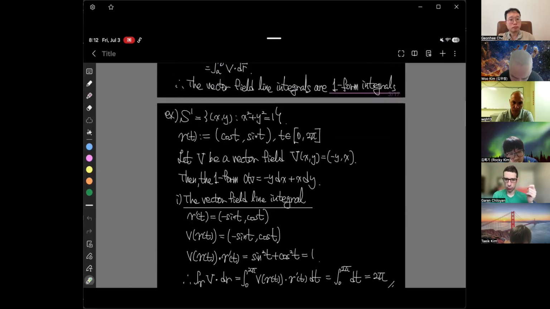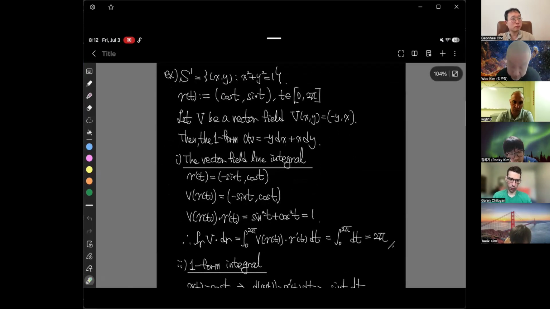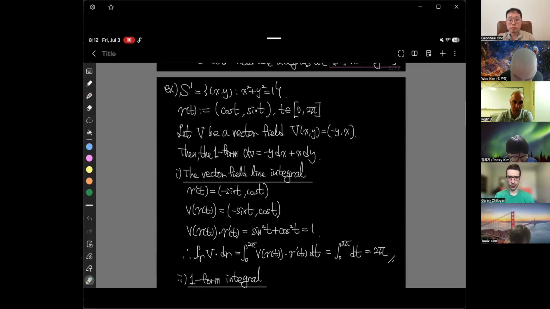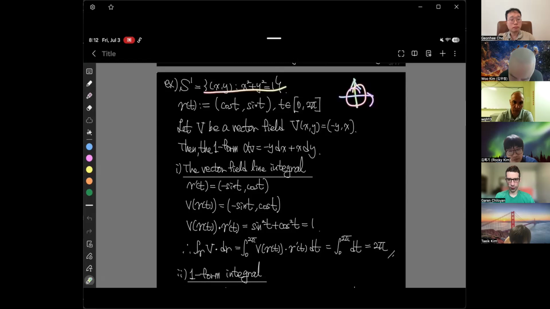I'm going to show you the computation with the example S1, which is the unit circle. So on the 2D plane, we have the unit circle over here.